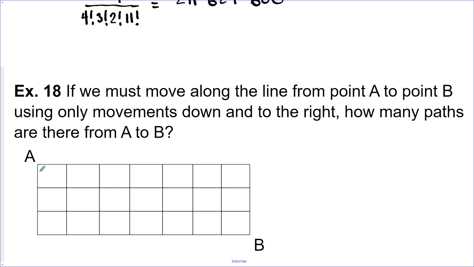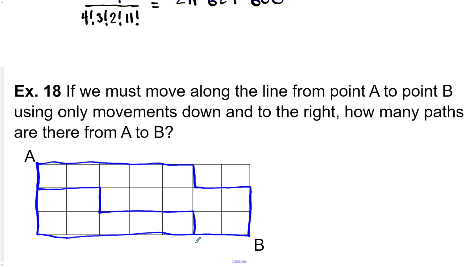So let's see what would happen. So this is one movement, so 1, 2, 3, 4, 5, 6, 7, 8, 9, 10. So it took 10 steps to get there. Let's try a different path. 1, 2, 3, 4, 5, 6, 7, 8, 9, 10. That took 10 steps as well. Let's go through the middle. 1, 2, 3, 4, 5, 6, 7, 8, 9, 10. So no matter what you choose, there's going to be a total of 10 movements.